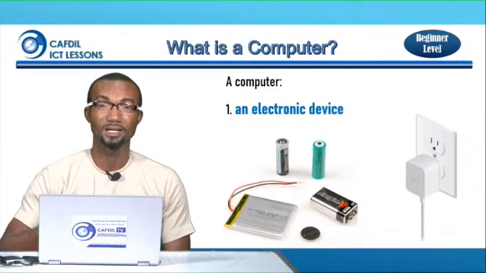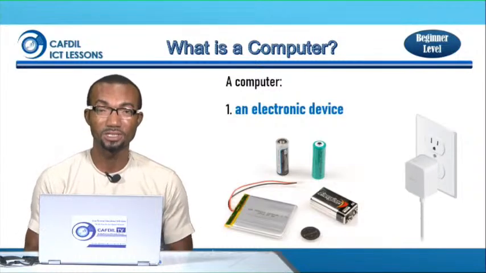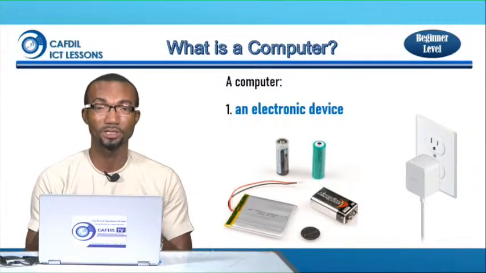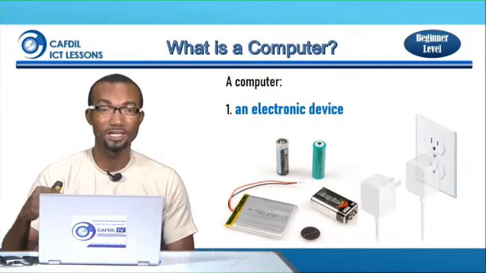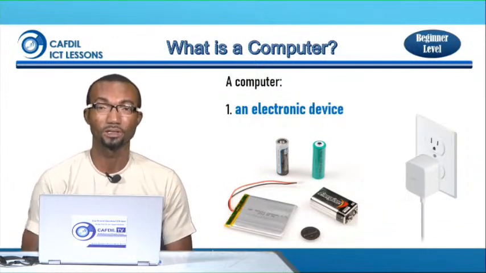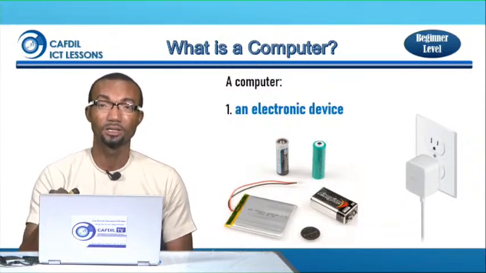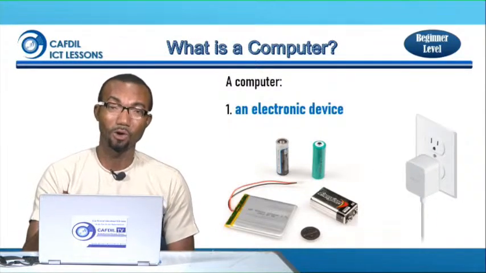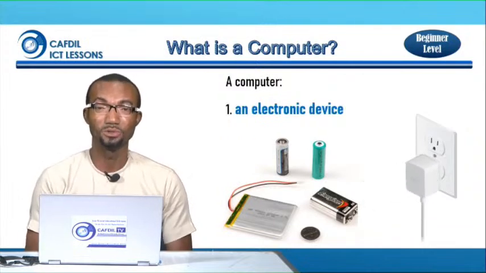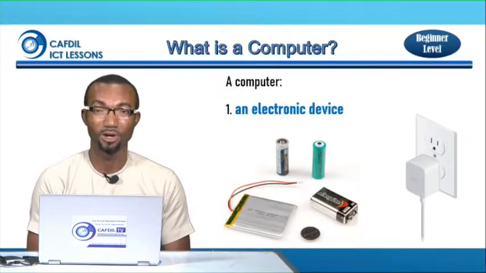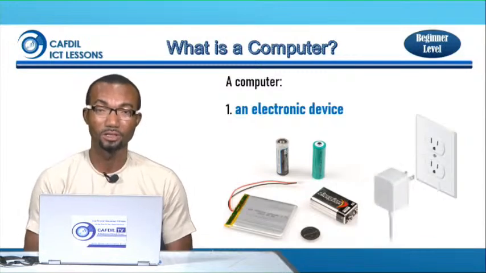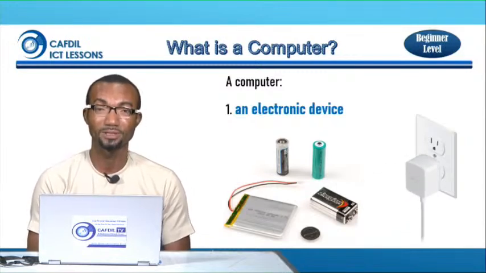So if we say an electronic device, it means it contains electronic components that use electricity to work. And you can get that power either from your main socket or through the use of a battery or a dry cell. So on your screen you can see different types of batteries.